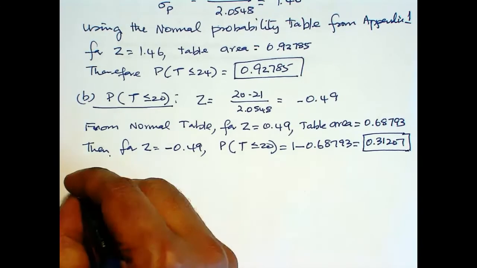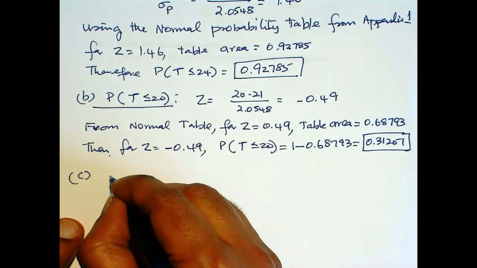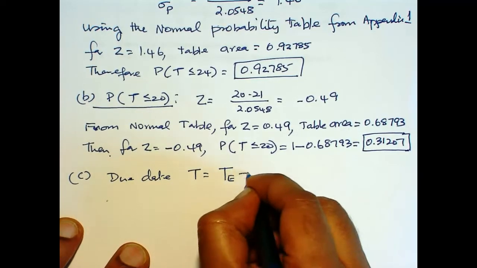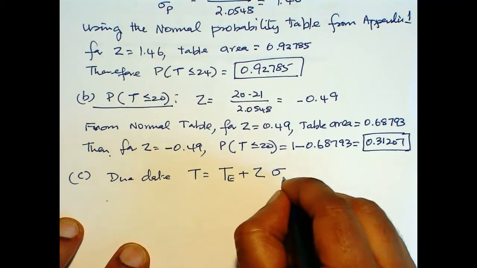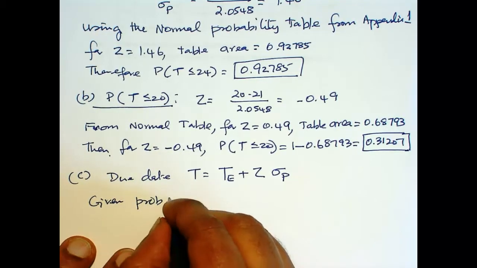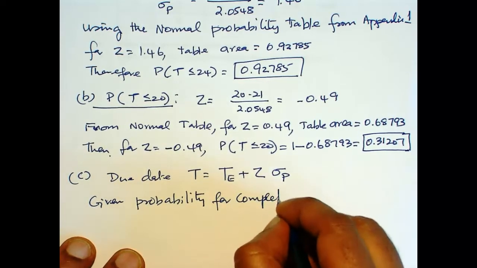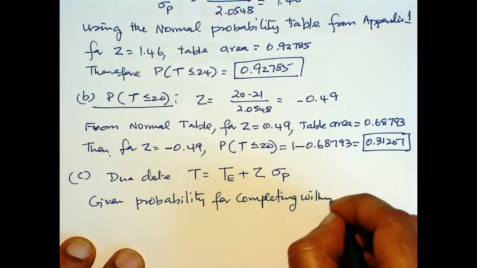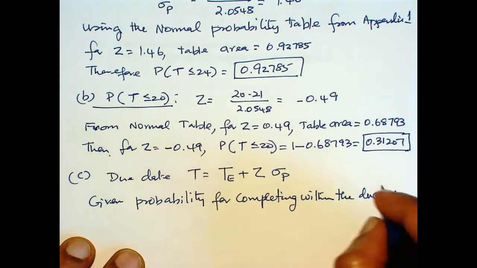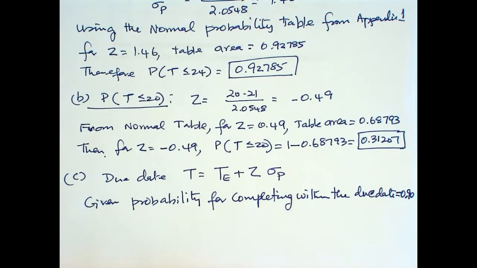Okay. So finally, C, we are given a probability and we want the due date. So remember, the due date formula is T sub E plus Z times sigma sub P. So given the probability for completing within the due date equal to 0.9. So we have a 90% chance.